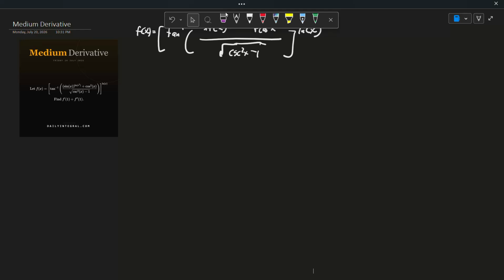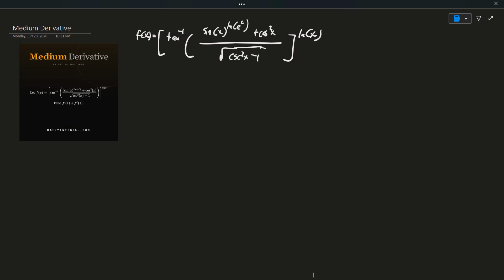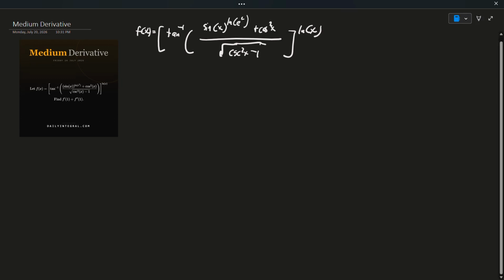This is the medium derivative from the daily integral website on July 23rd, 2026. We have the function f of x is equal to the inverse tan of sine x to the power of ln of e squared, plus cosine squared x all over the square root of cosecant squared x minus 1, and all that to the power of ln of x. So we need to compute f prime of 1 plus f double prime of 1.